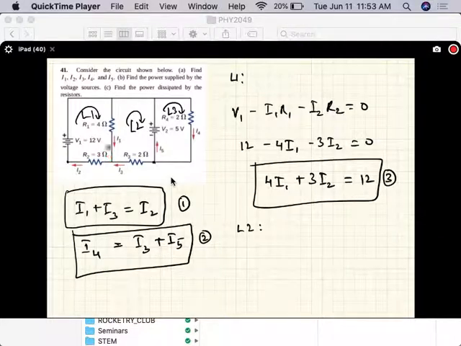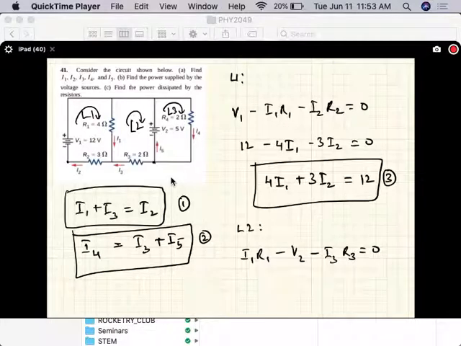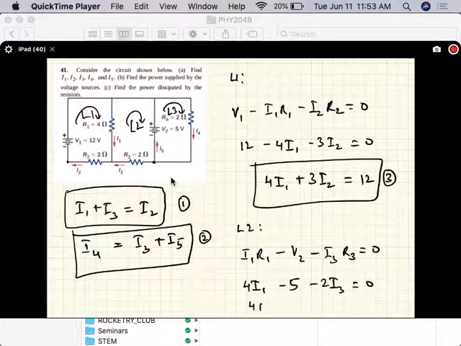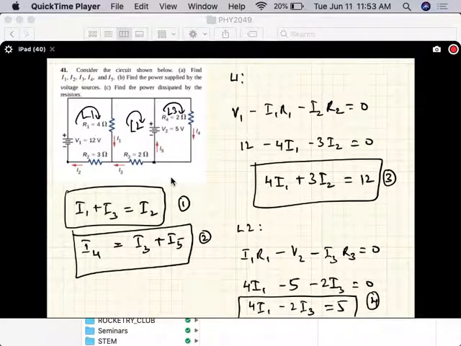Loop 2. Again, we're starting here, going around like that. So that's plus I1 R1 minus V2 minus I3 R3 equal to 0. 4 I1 minus 5 minus 2 I3 equal to 0. There's equation 4.